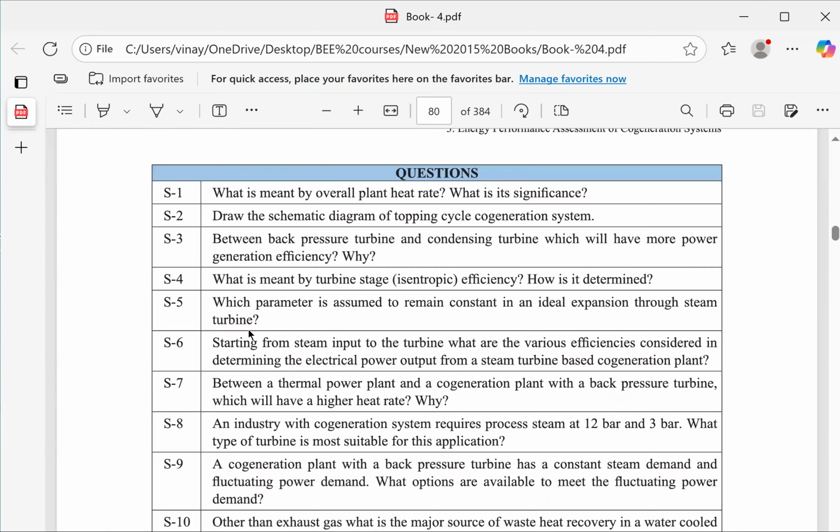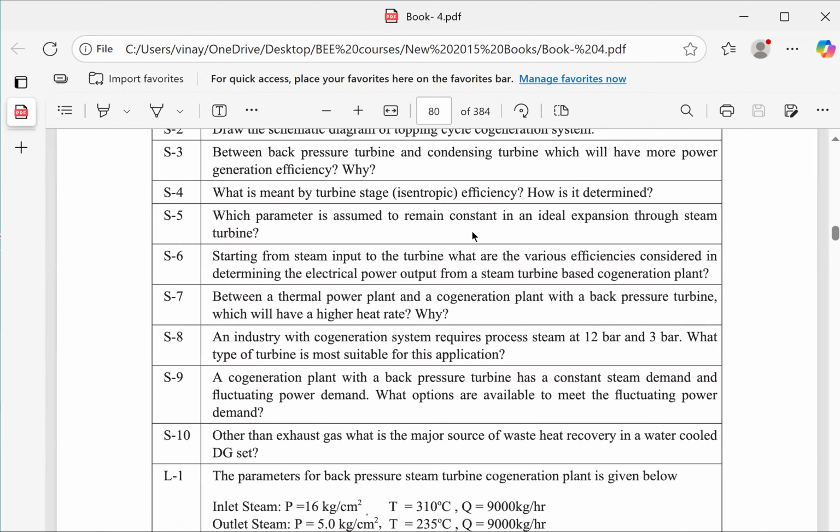Right. Question 5. Which parameter is assumed to remain constant? Yeah, we have seen. The same. What remains constant is the entropy. Then, starting from steam input to the turbine, what are the various efficiencies considered in determining the electrical power? Mechanical efficiency of the turbine, then the gearbox efficiency, and then the efficiency of the generator itself.